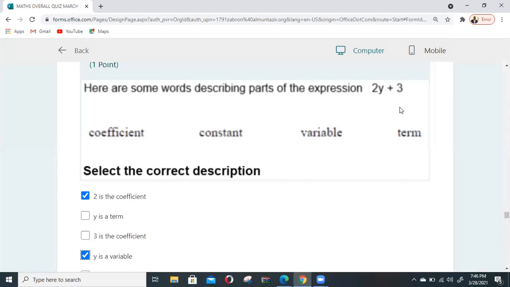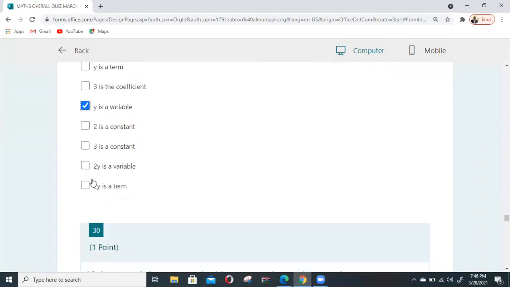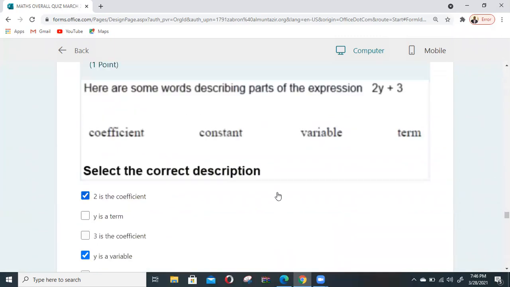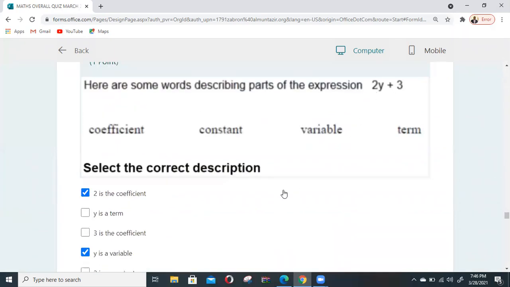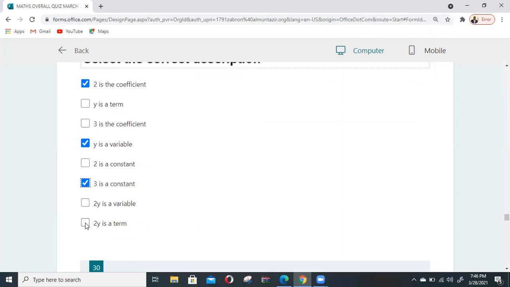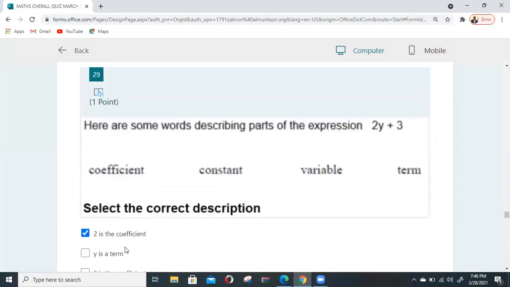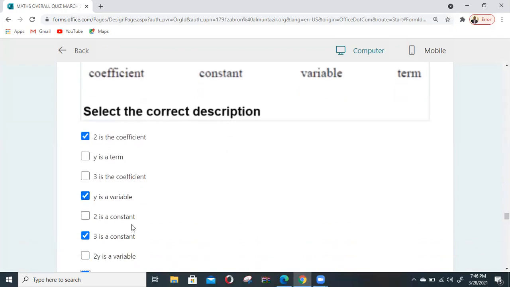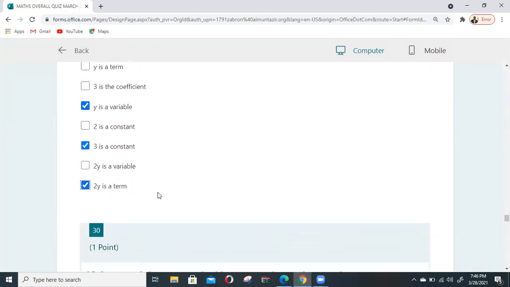Let me go to constant. What is a constant here? Constant is a number without a letter. So 3 is a constant. Can you see that? And then 2y is a term, because a term is a number together with its letter. Let me cross check: 2 is the coefficient, y is a variable, 3 is a constant, 2y is a term.